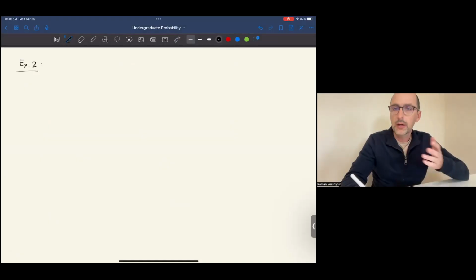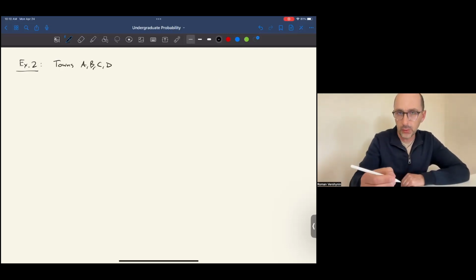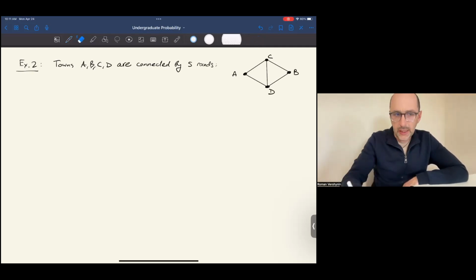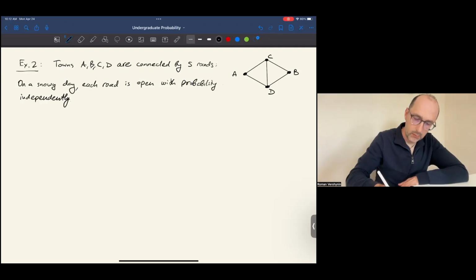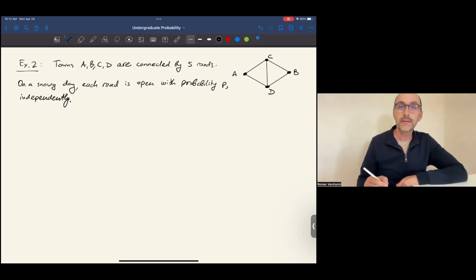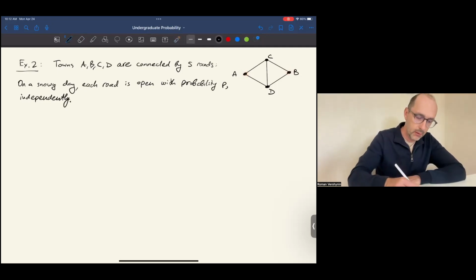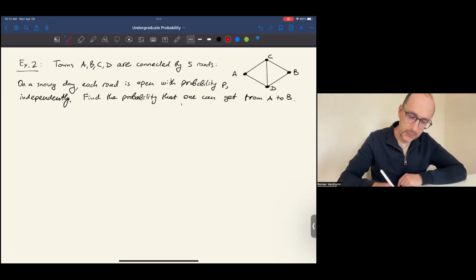Exercise 2. 4 towns, let's call them A, B, C, and D, are connected by 5 roads like this. On a snowy day, each road is open with probability p or closed with probability 1 minus p, independently of the other roads. Let's find the probability that on a snowy day, one can get from town A to town B. So we would like to compute the probability of this event that we call E.